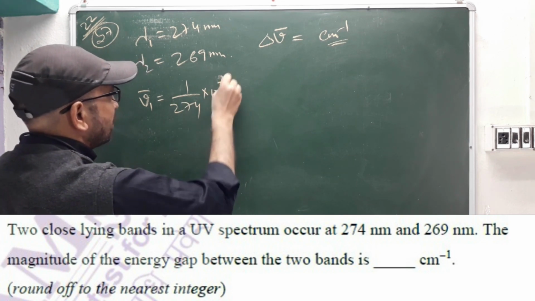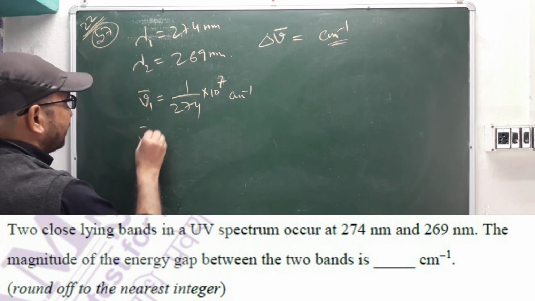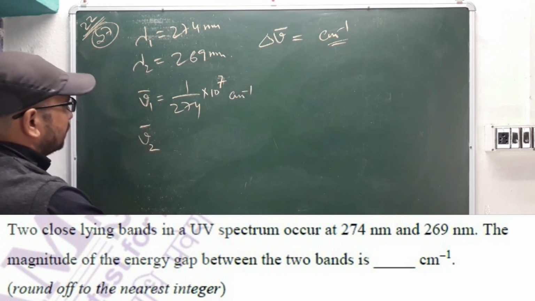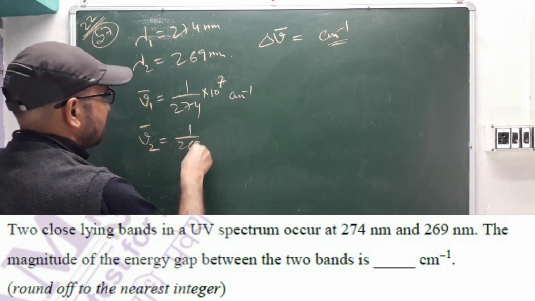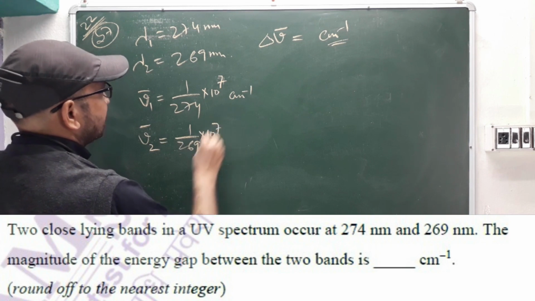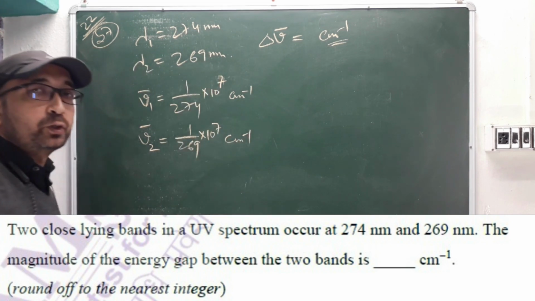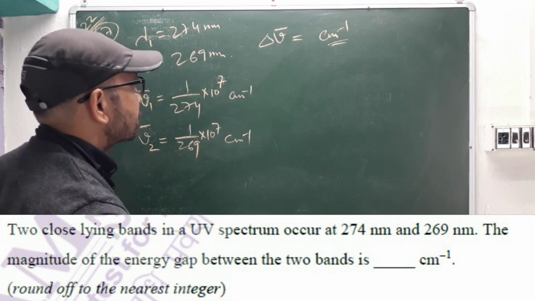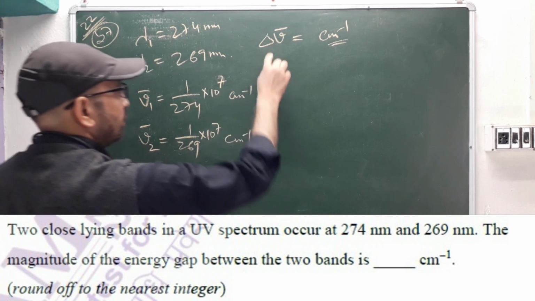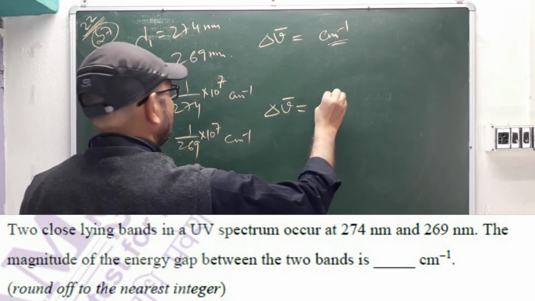So directly we'll write 10 to the power 7 per centimeter. And we have wave number 2 equal to 1 by 269 into 10 to the power 7 per centimeter, because nanometer I have converted to centimeter. So these two values you have to just subtract. Now in this formula, if you are putting, how much will it come?